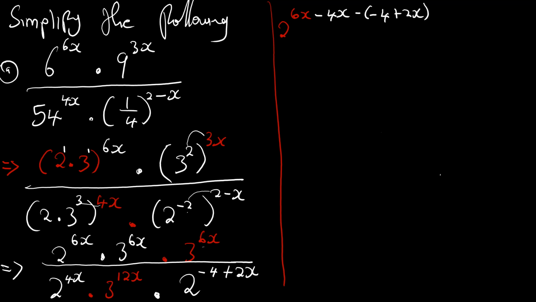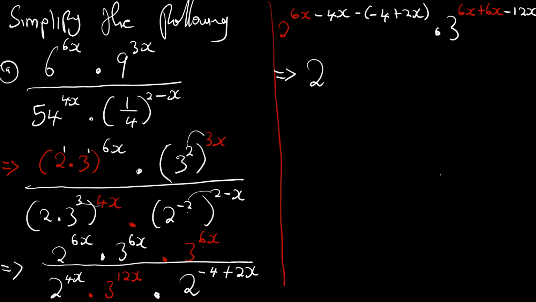Multiply by 3, because another base is 3. So we're having 3 to the exponent of 6x multiplied by 3 to the exponent of 6x, so we're going to add the exponent there. Again we are dividing by 3 to the exponent of 12x, so I'm going to subtract the exponent, minus 12x. So let's find out what will be our answer. Let's simplify these things.